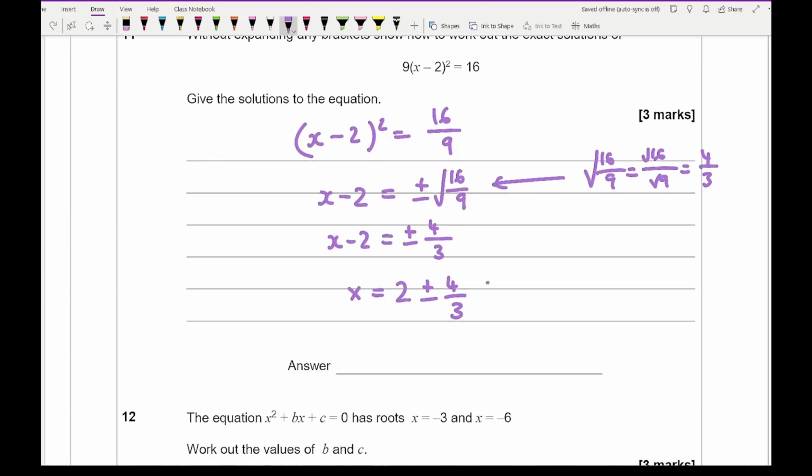So here, just doing some simple equivalent fractions, we can write this as 6 over 3 plus minus 4 over 3. So one solution is going to be 2 over 3 and the other solution is going to be 10 over 3. So there are our two answers.